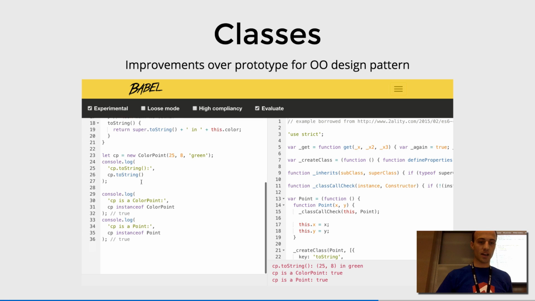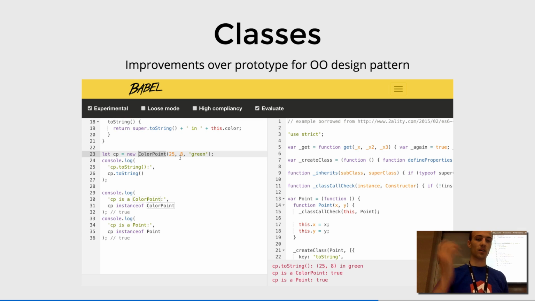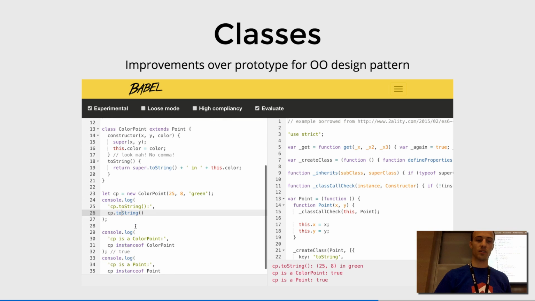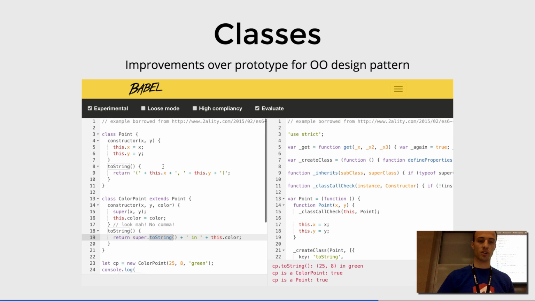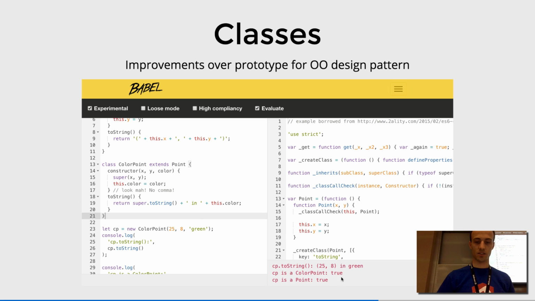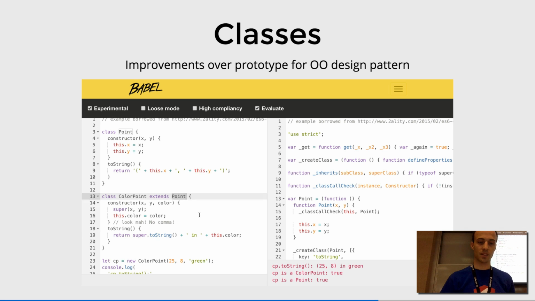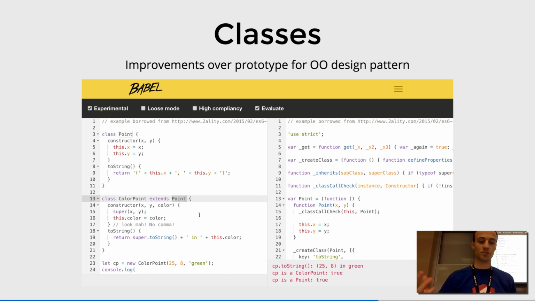So yes, we can new up our color point with the things that our constructor takes. We could add REST params in here if we wanted. All that stuff still works. And we can call toString on it, which actually calls the super toString, and that references this one, and then it adds in this color, and so you see it's this thing in green. And it's not only an instance of color point, but it's also an instance of point. And that's basically the idea of classes in ES6.